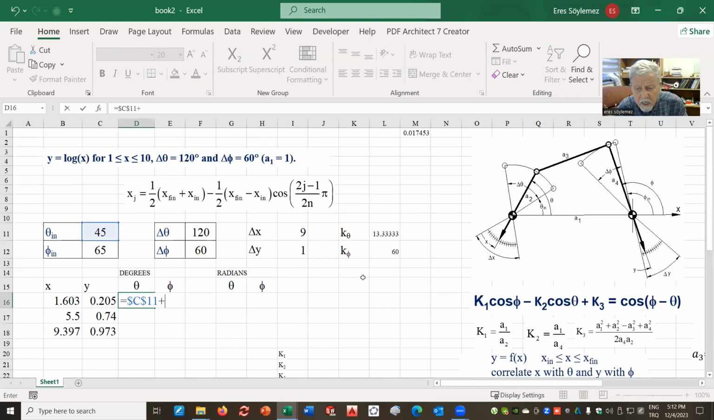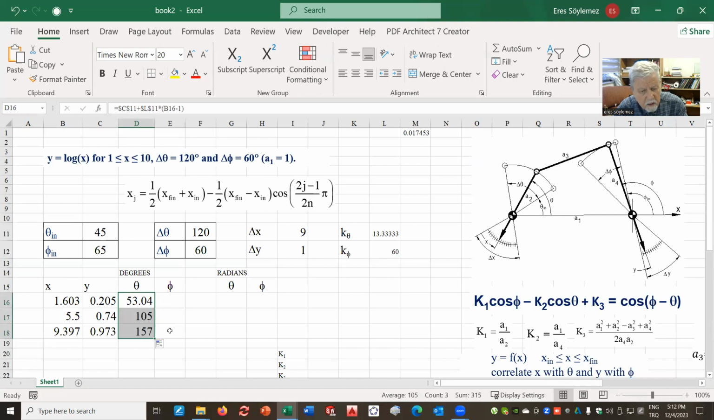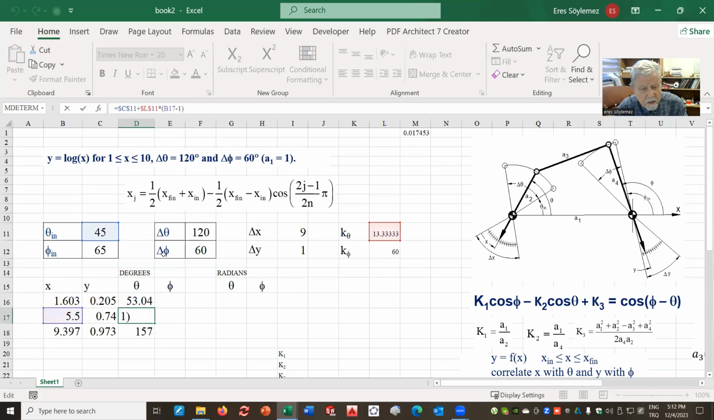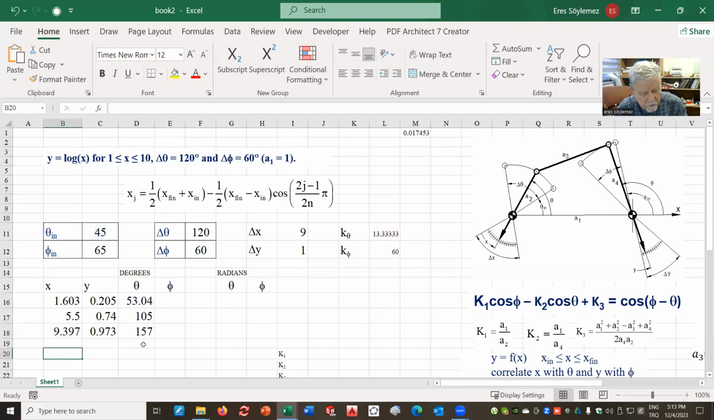Plus k phi theta, again F4, times x value minus, I'm not fixing that cell, notice, minus x initial. Do it like this. Notice, what is it? Theta initial plus k theta. X is this value minus x initial. This value, again, correct formula.